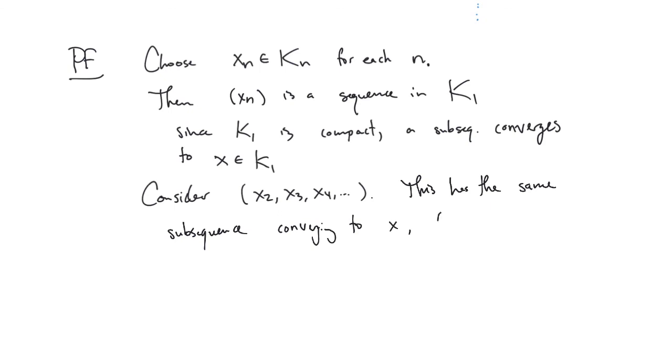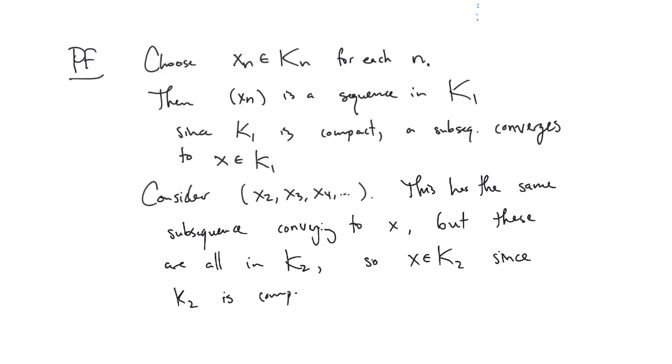But this time, since I ignored the first one, all of these are now in this set K2. They're all in the second set, right? And so the limit of them must be in K2. So they still have a subsequence converging to x, so x must be in the second set, K2. This is since all terms x2, x3, etc. are in K2, and K2 is compact. So whatever they converge to has to be in K2. So this limit point x is in the first set. It's also in the second set.